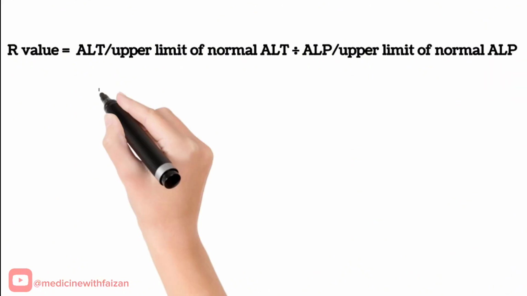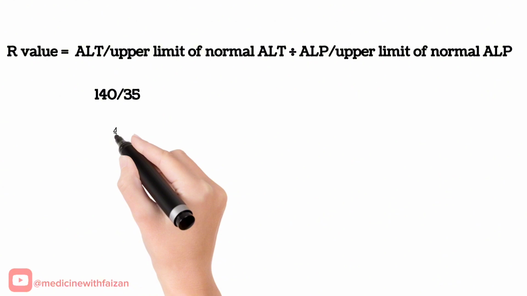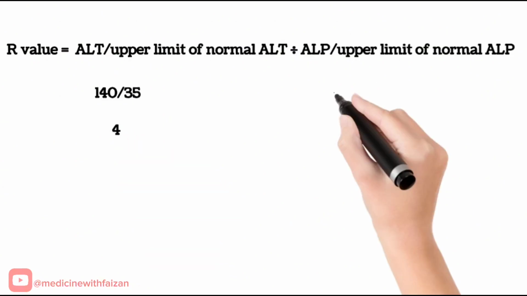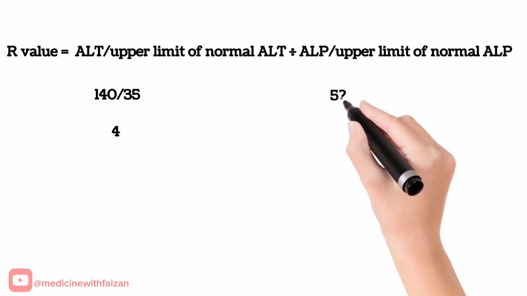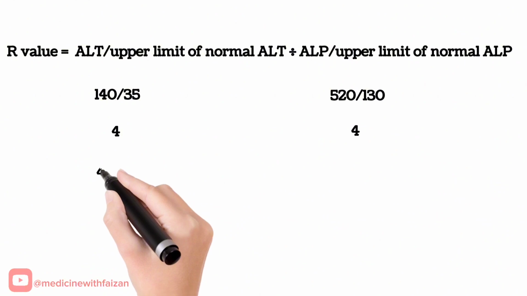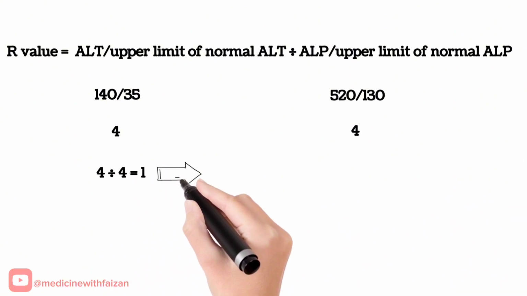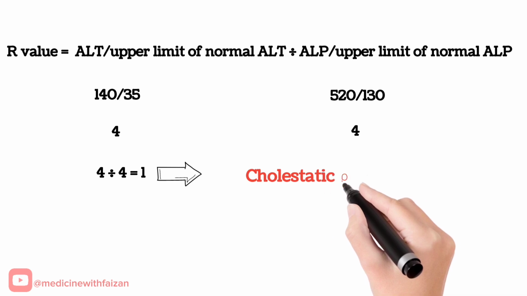For example, if the patient's ALT is around 140 and the upper limit of normal ALT value is around 35, then we divide 140 by 35 and that would be around maybe 4. If the patient's ALP is around 520 and the upper limit of normal ALP is around 130, then we divide 520 by 130 and again the value may be around 4. Now we divide 4 by 4 and the result will be around 1. This R value, that is around 1, shows cholestatic pattern.